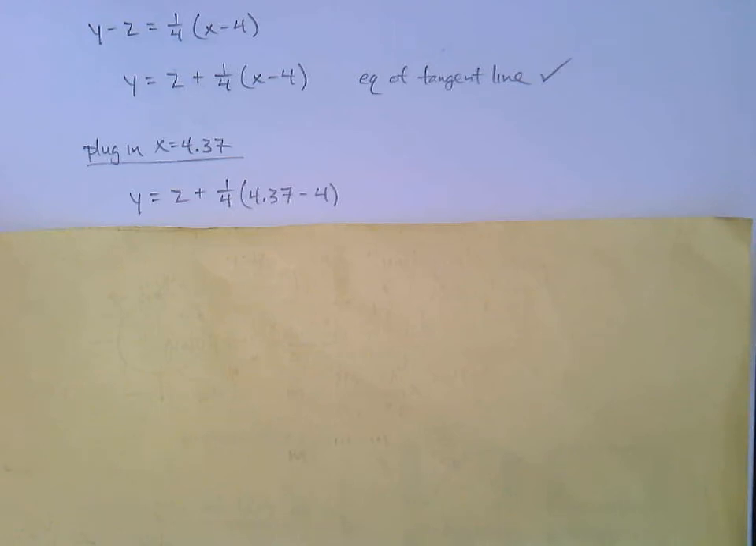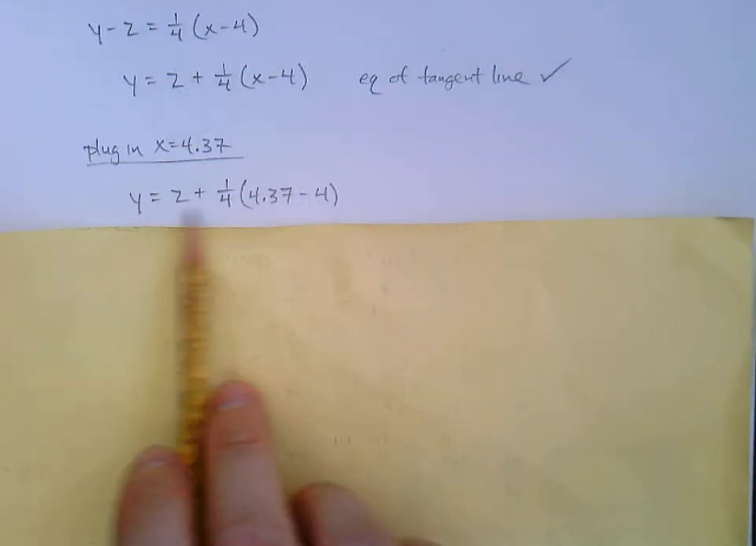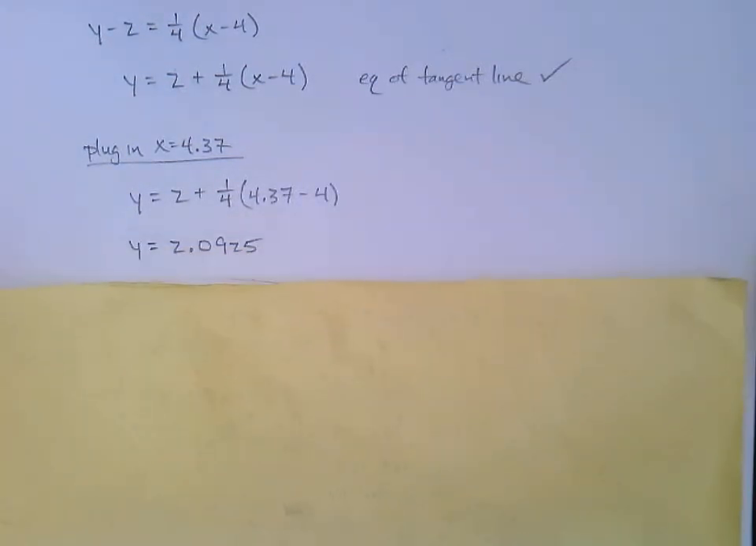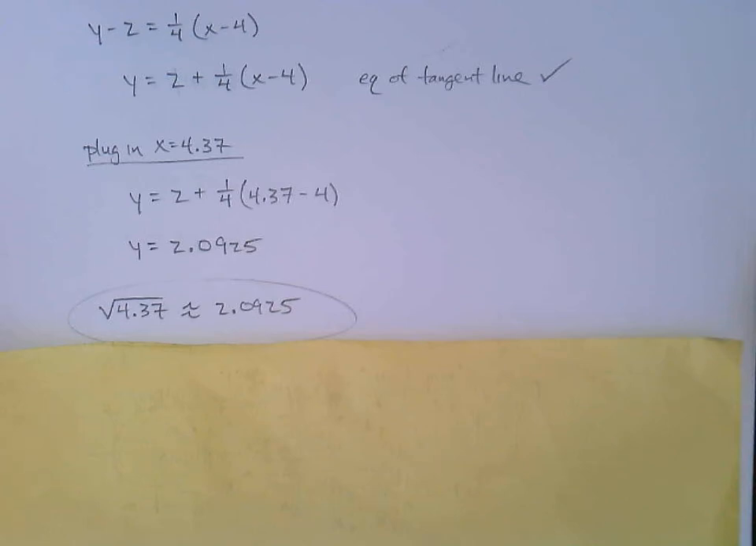And that's really not the point, to do this by hand. Just grab a calculator at this point and crunch that out. Even though we said we were doing this all by hand at the beginning, it's totally okay to just grab your calculator here. And hopefully you arrive at this: y equals 2.0925. And that's our answer. The square root of 4.37 is approximated by approximately 2.0925.